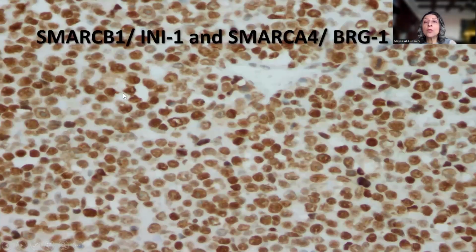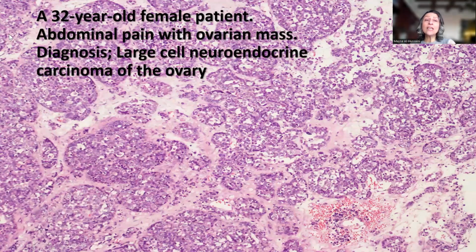Also remember that because the tumor shows evidence of neuroendocrine differentiation, we have to rule out other neuroendocrine tumors like small cell carcinomas. And this, as shown here, is SMARCB1, the INI1, and SMARCA4, which is BRG1, showing retained nuclear staining, thus ruling out rhabdoid tumor or the small cell carcinoma, hypercalcemic type of the ovary. So essentially, the final diagnosis of this case is large cell neuroendocrine carcinoma of the ovary.